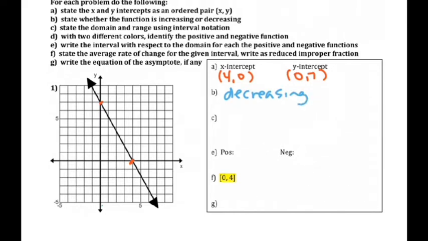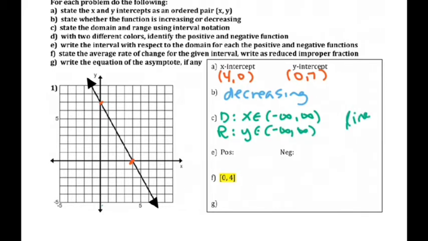Okay, C, state the domain and range using interval notation. So we've done that before. So the domain, this is a linear equation. So I remember that linear equations are negative infinity to infinity, and the range is also negative infinity to infinity, because it's linear. So I'm just going to write linear just to tell you how we know that. All right, now I'm going to skip D and E, and I'm going to come back to those.